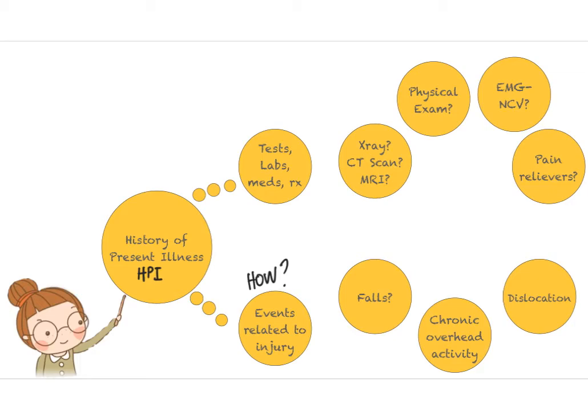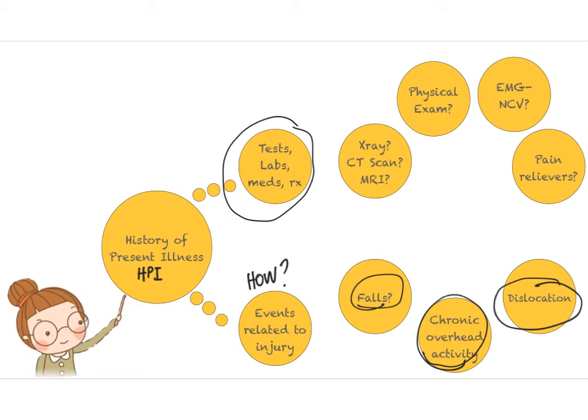Is it because of falls? You need to ask that. Is it because of chronic activity of the arm? Lagi niyang ginagamit? Is it because of dislocation? And a lot more. So you need to ask the patient these questions. What else do we find under history of present illness? Related to the injury, were there tests, laboratory findings, medications, or treatment na ginawa sa patient related to the present complaint?